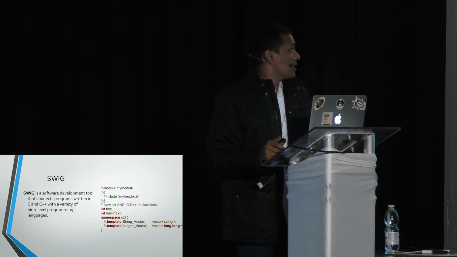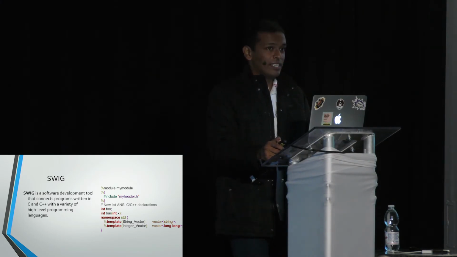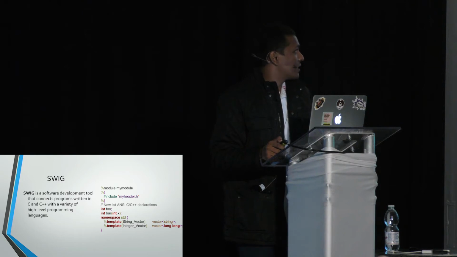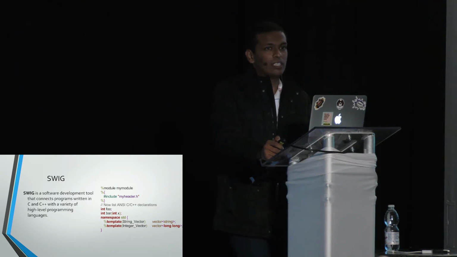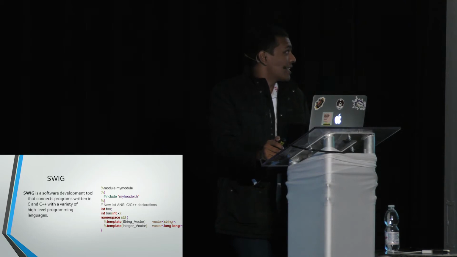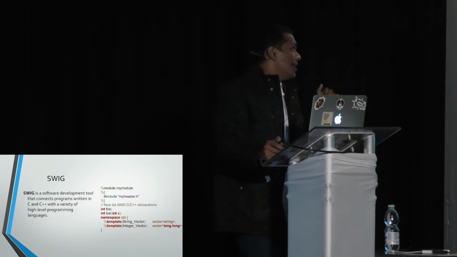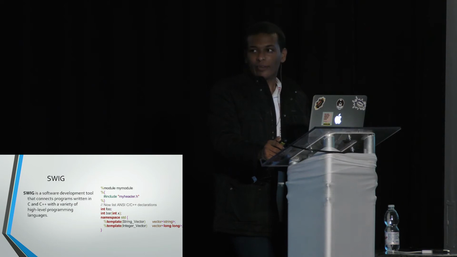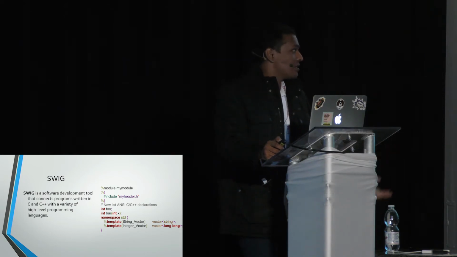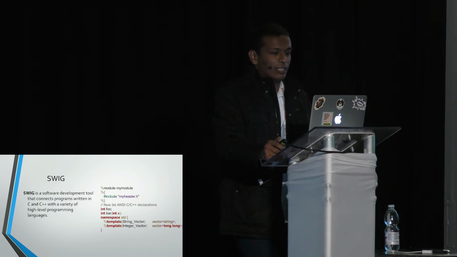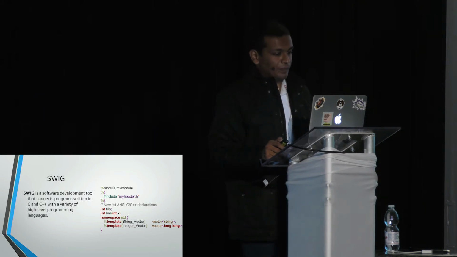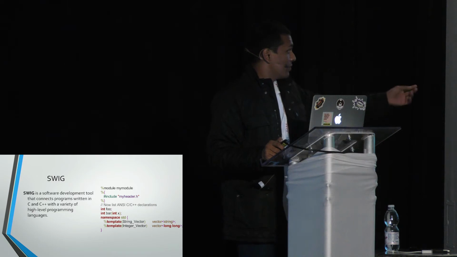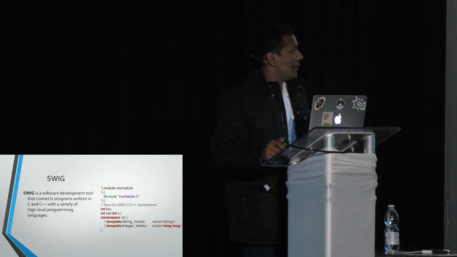The first thing I'm going to talk about is Swig. Swig is a simple software development tool that connects programs written in C and C++ with other high-level programming languages like JavaScript, PHP, Ruby, and so on. As you can see in the code, it expects you to have ANSI C++ declarations, basically functions, C variables, and so on. It also expects you to give Swig type maps. These are like this string vector, integer vector that you see here. This is a Swig type map.